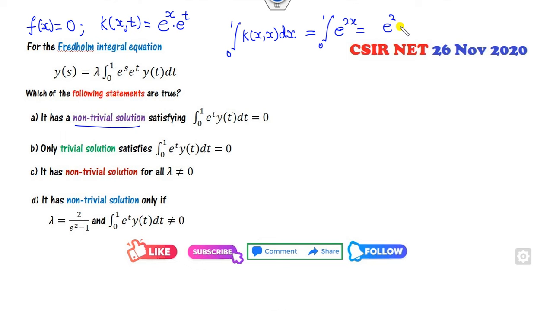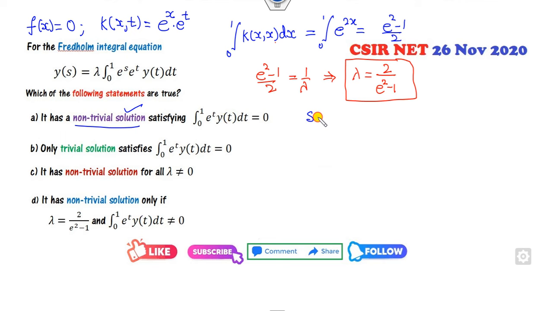Now when is the case for the non-trivial solution? When this value should be equal to 1 over lambda. So that means lambda should be 2 over e squared minus 1, and this is the solution. So what is the solution for the non-trivial case? The integral from 0 to 1 of K(t) into y, that is the solution. It should be non-zero.